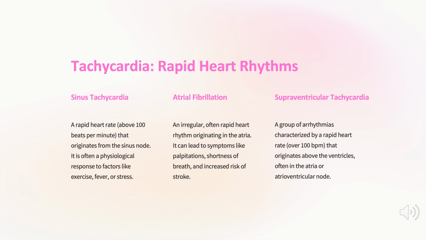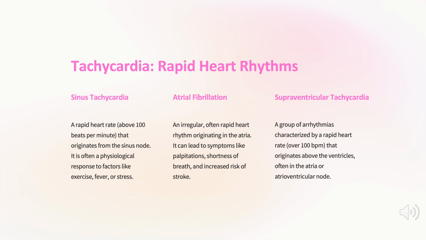First up, we have sinus tachycardia, which is a rapid heart rate, typically above 100 beats per minute, originating from the sinus node. This is often a physiological response to factors like exercise, fever, or stress. Next, let's talk about atrial fibrillation, an irregular and often rapid heart rhythm originating in the atria. It can lead to symptoms like palpitations, shortness of breath, and an increased risk of stroke.